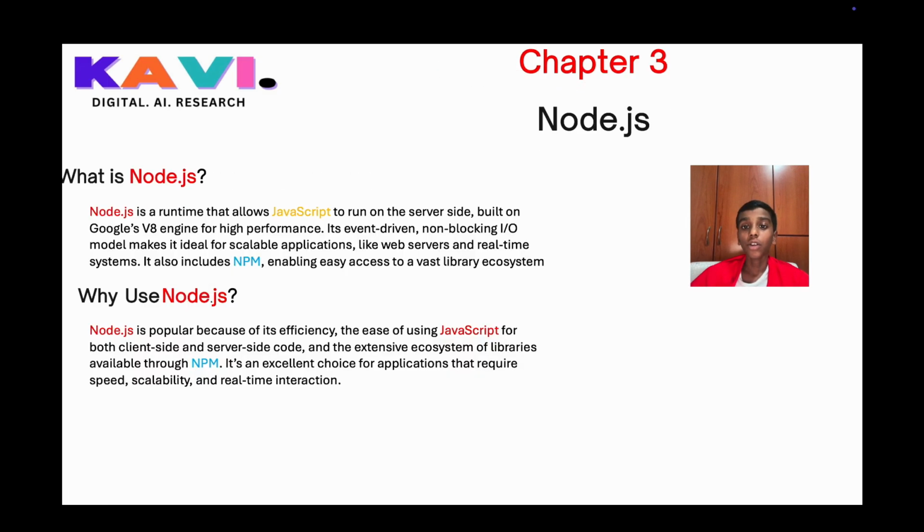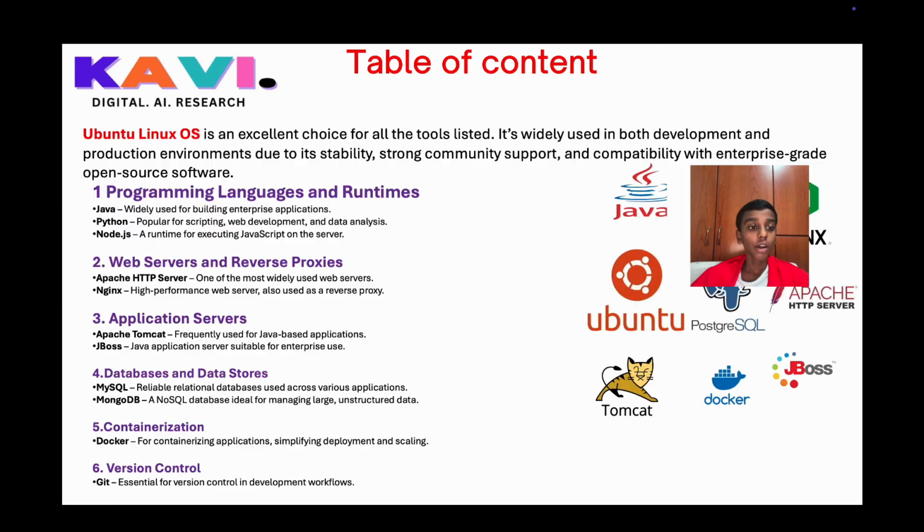So here I'm going to my table of content, and here in our table of content we have completed the first one, which is programming languages and runtime. So inside of that we have completed JavaScript, Python and Node.js. Now we are starting number 2, which is web servers and reverse proxies, which includes Apache HTTP Server and Nginx. So we are doing Apache HTTP Server. So let's go back to our Apache HTTP Server installation in real-time Linux OS.